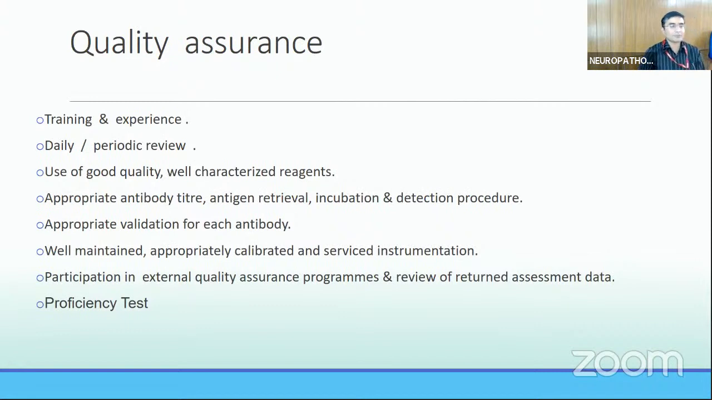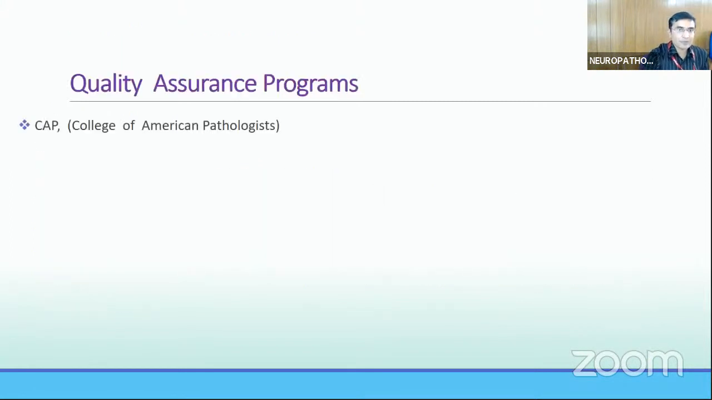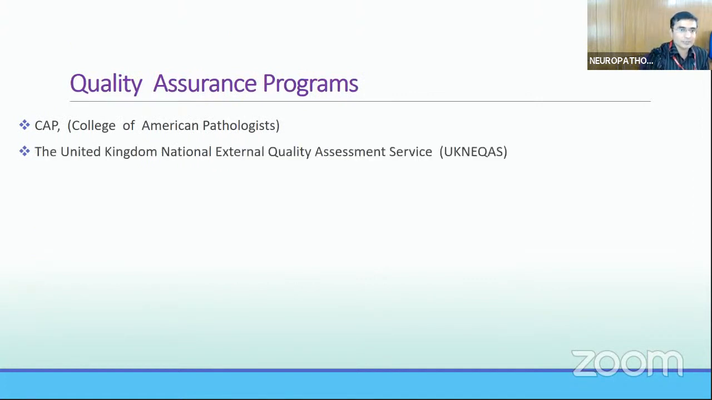Proficiency testing is basically a test of our expertise. Without it, what happens? We become complacent and our efficiency may come down. So it's always good to participate in regular proficiency testing, even if you are becoming senior. Now, there are many quality assurance programs in which you can participate. The most popular being the College of American Pathologists.